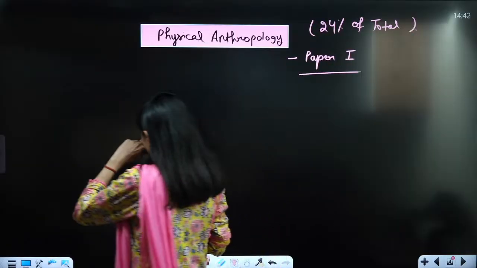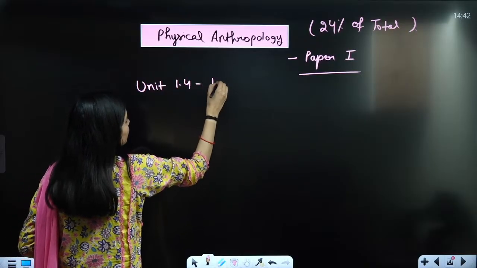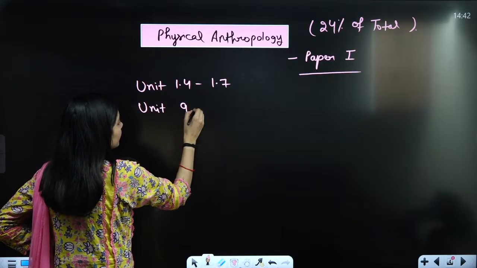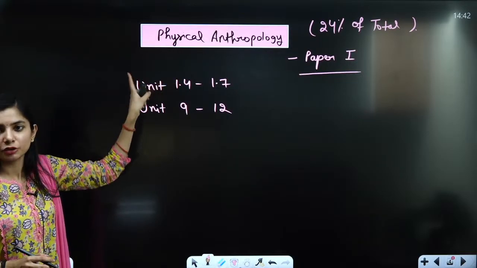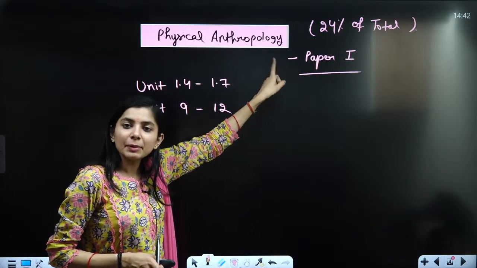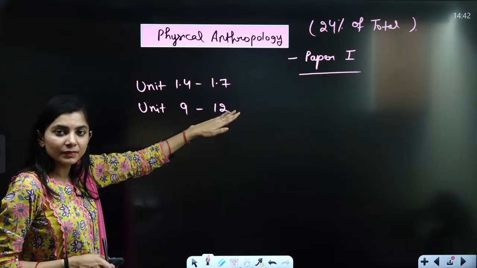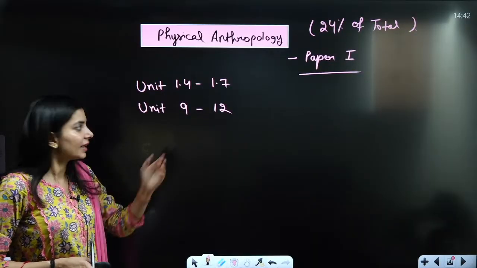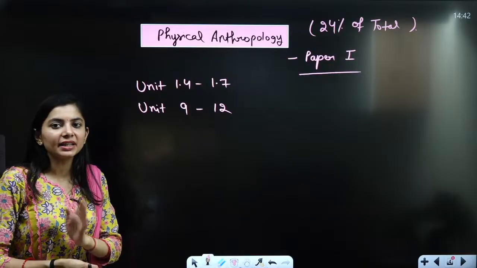In terms of weightage. Now, unit 1.4 to 1.7. Then, unit 9 to unit 12. These are the units that are part of the physical anthropology. So, you will see first the syllabus for the paper 1, and in the paper 1 syllabus, there are these units, unit 1.4 to 1.7, then unit 9 to 12. Unit 9 is having 8 subparts, then unit 10, then unit 11 is having 3 subparts, and then unit 12. So that's how the total composition for physical anthropology is specified.